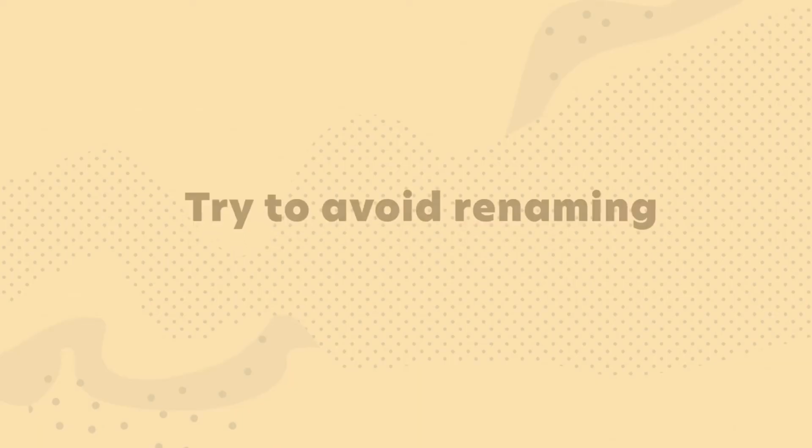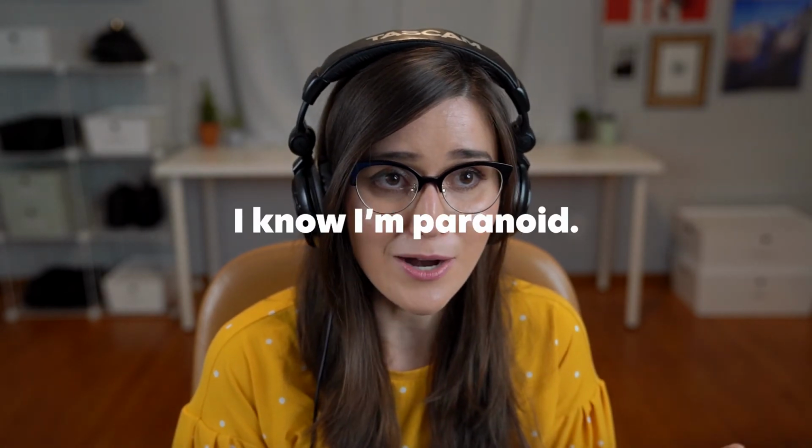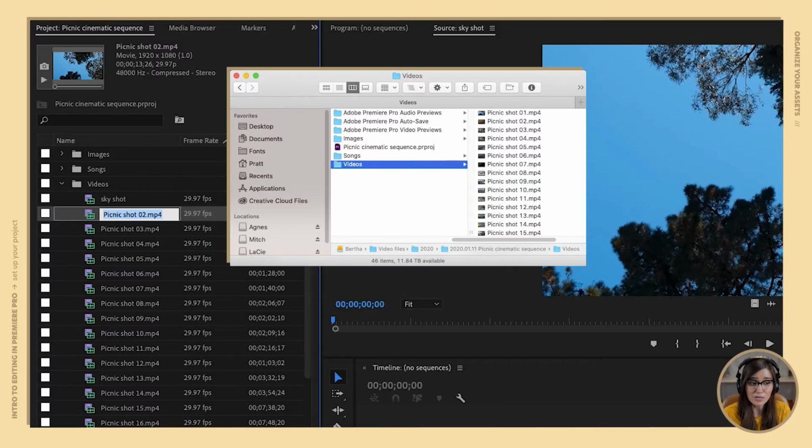However, I try to avoid renaming anything in Premiere just in case things ever become unlinked. I know it's a worst case scenario, but then I want to make sure that I've got everything named exactly the same in Premiere as on my computer, and every file's got its own special little name. And we are prepared for disaster.